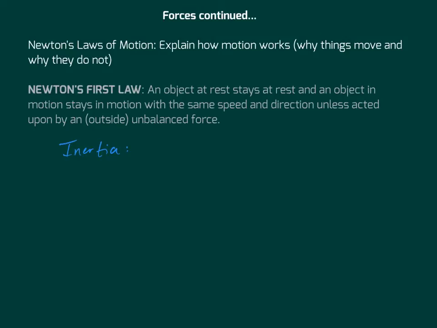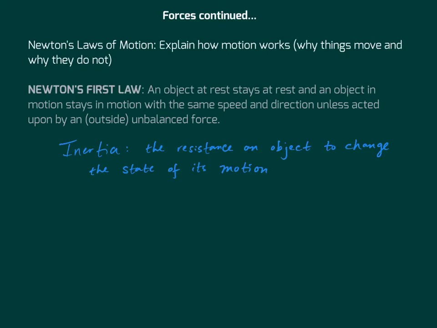Okay, and inertia is the resistance an object has to change the state of its motion. Now we can state the definition for inertia even a little more concisely, and we could say that inertia is the tendency for an object to continue doing what it's already doing. So again, if an object is at rest, that object wants to stay at rest.